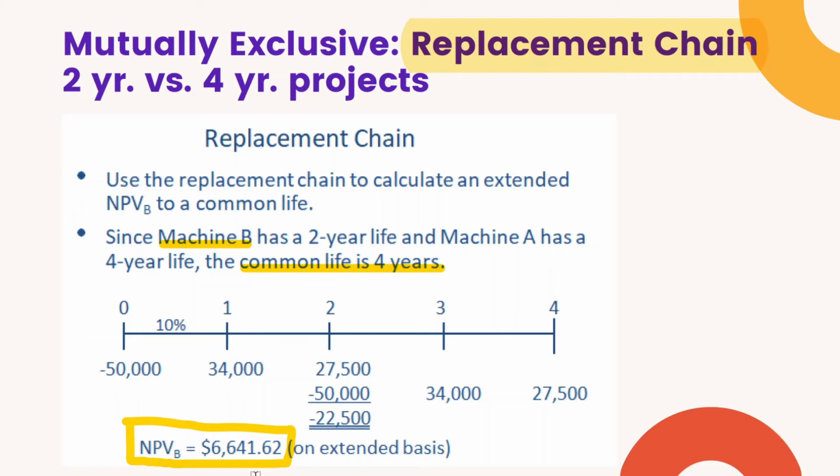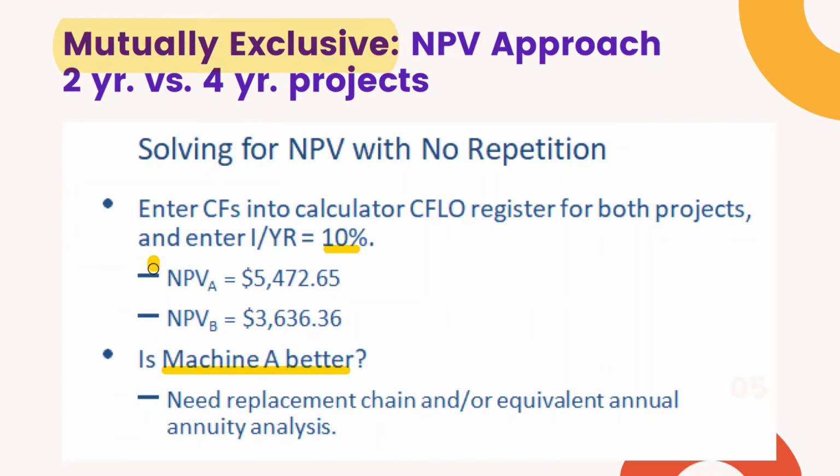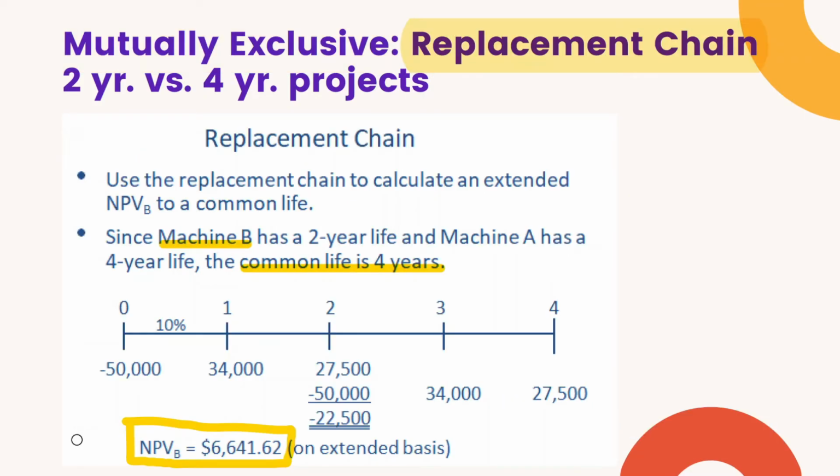Now we can calculate the net present value for machine B as if we use this machine for 4 years. We can compare this net present value for machine B, $6,600, with the net present value of machine A, $5,400. The real winner of this mutually exclusive investment is machine B.